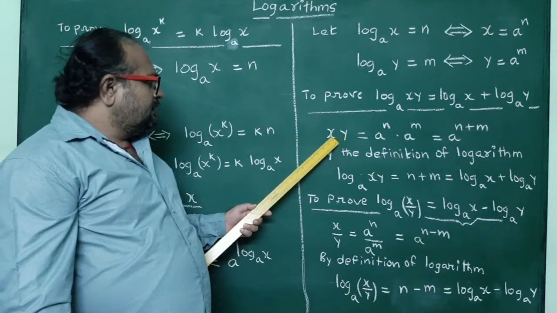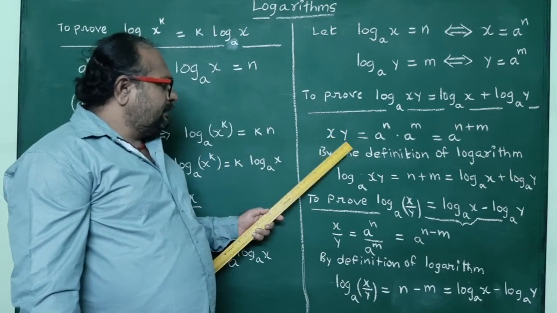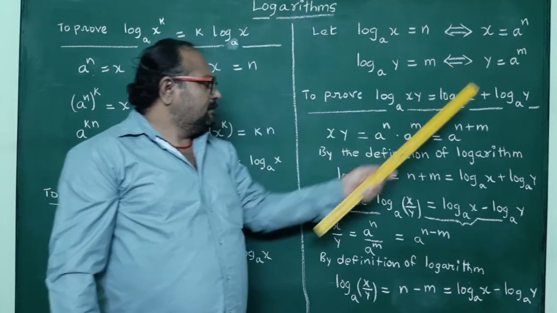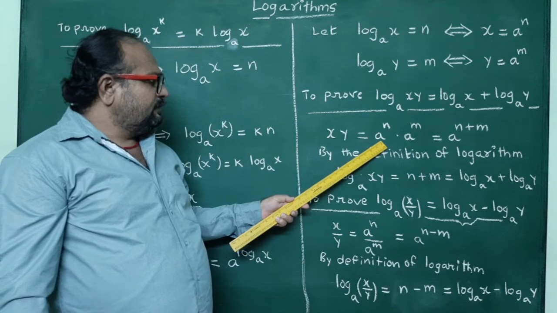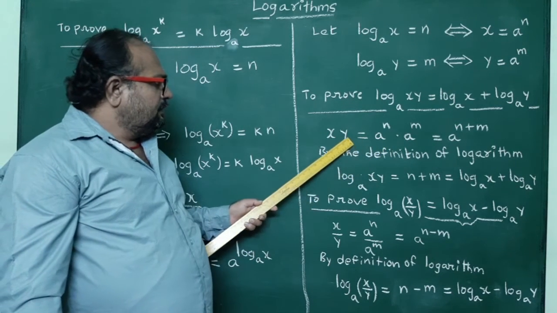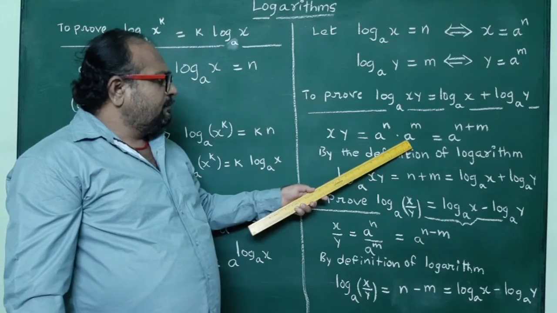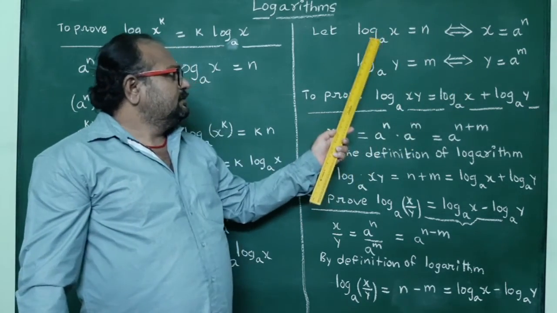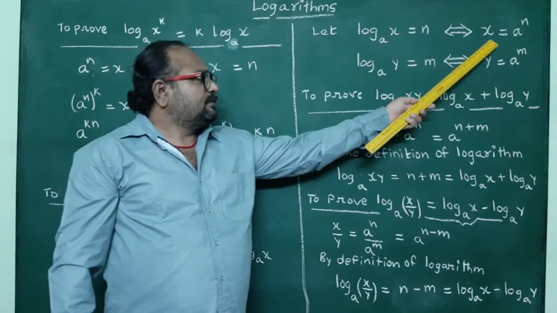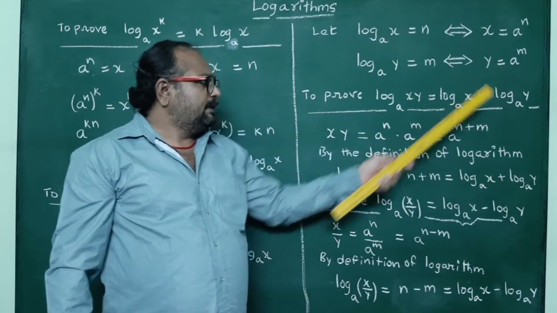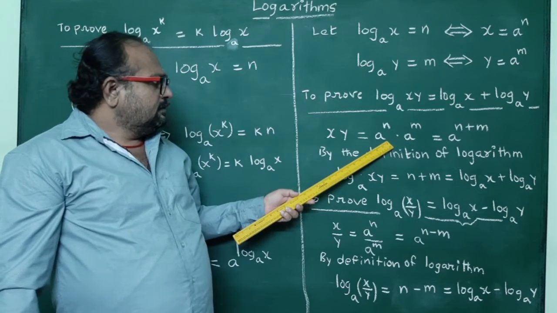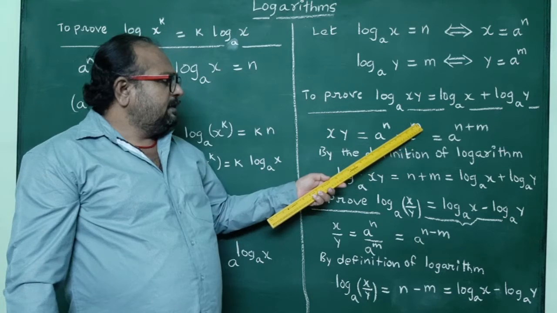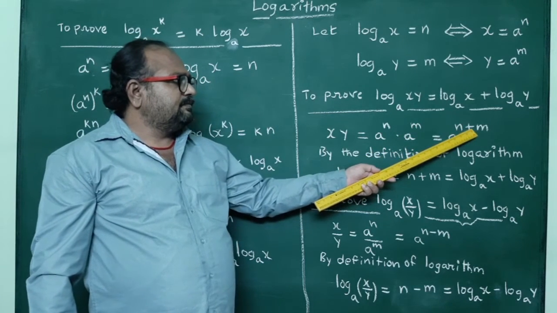Now, we consider the product xy. In place of x, we can write a power n, and y equal to a power m, from this definition of logarithm. We considered these two values, x equal to a power n and y equal to a power m. But the product a power n multiplied by a power m equal to a power n plus m.